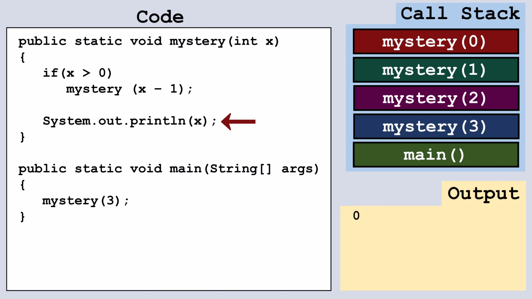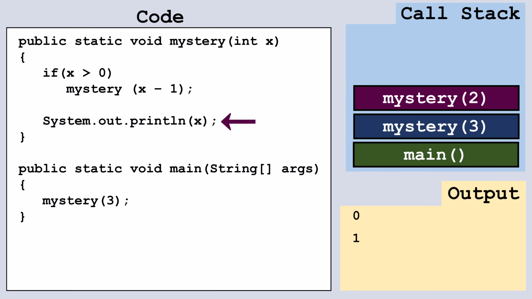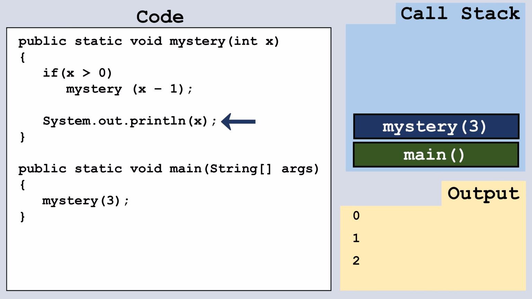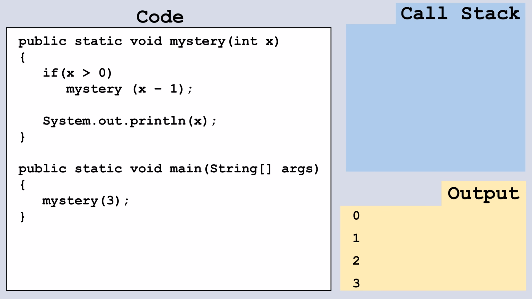Now that we've finished this method, we pop this frame off the top of the stack. We continue down to the next frame and complete the unprocessed portion. Here, x is 1, so we'll output 1. Then we'll pop this frame off the stack. In the next frame, x is 2, so we output 2 and pop it off the top of the stack. We go to the next frame where x is 3, output 3, then pop it off the stack. The call to main completes and its frame is popped off the stack.